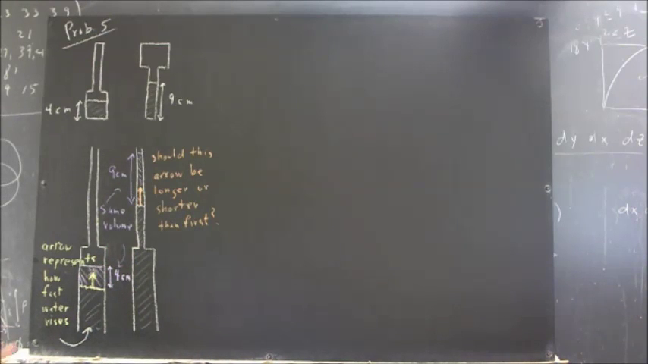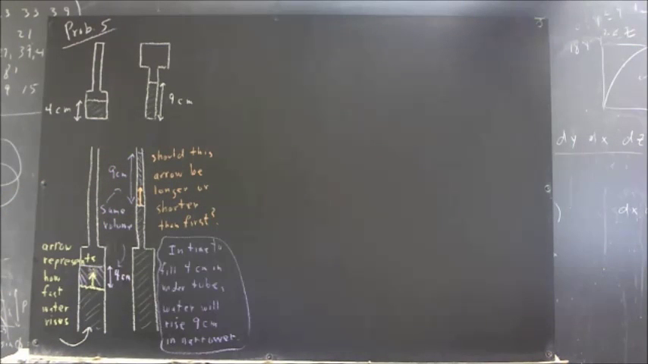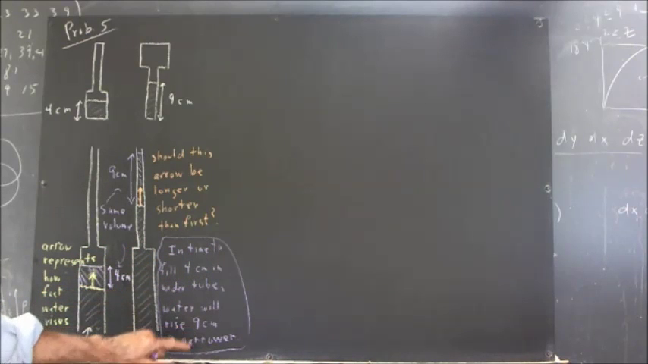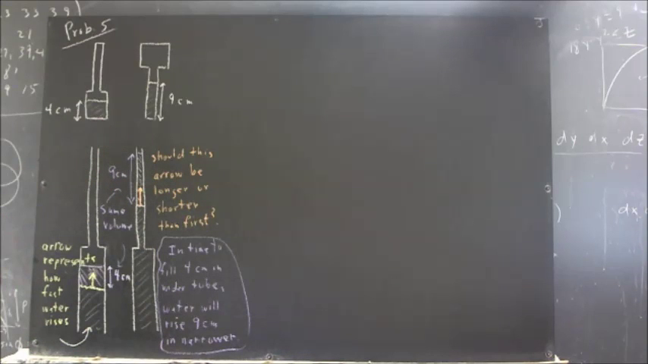Now, it takes a certain amount of time to fill this 4 centimeters. So whatever time it takes to fill this 4 centimeters, in the same time, you're going to fill this 9 centimeters. So we can make the statement, in the time required to fill 4 centimeters here, water is going to rise 9 centimeters up here. Now, how does that inform your answer to this question? Is your answer the same as it was before? And then the question, of course, is, in which tube is water rising faster?